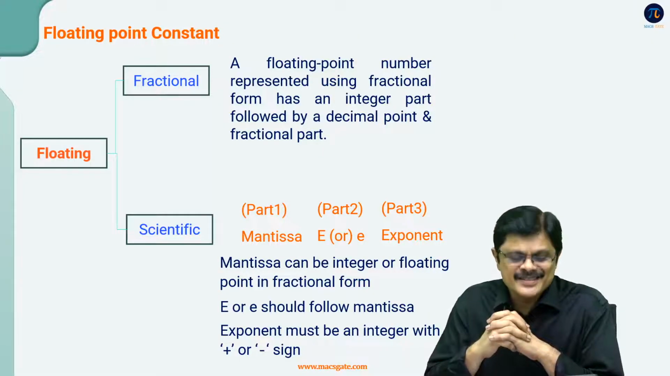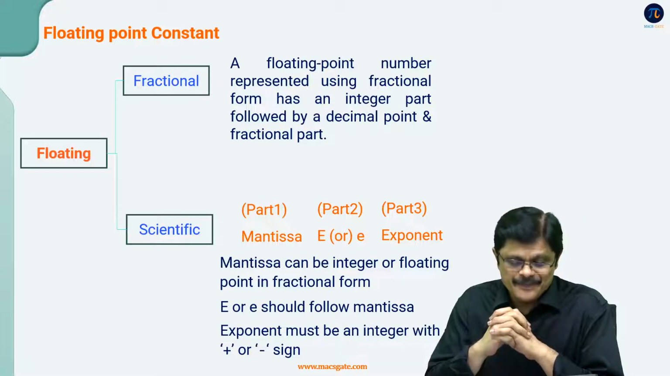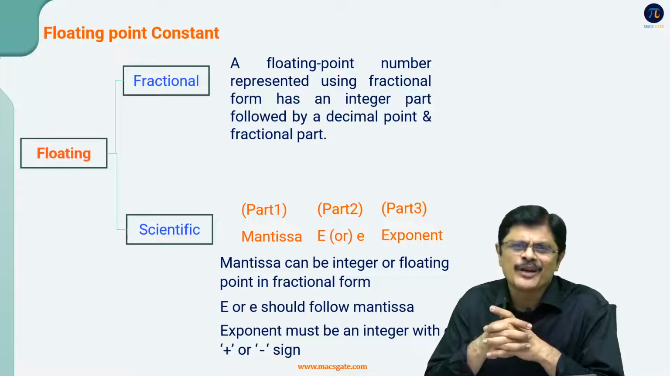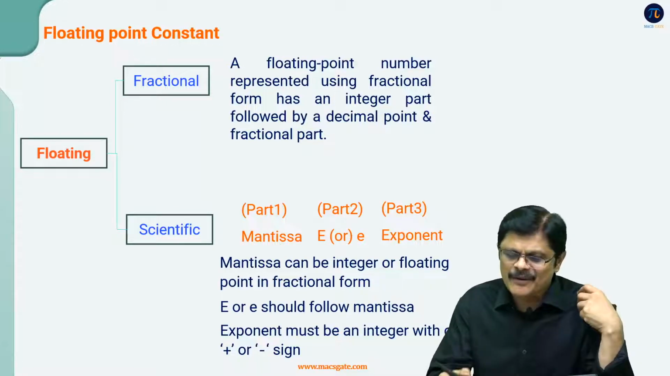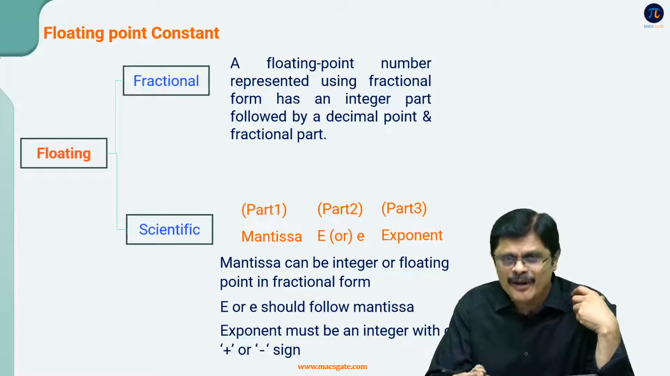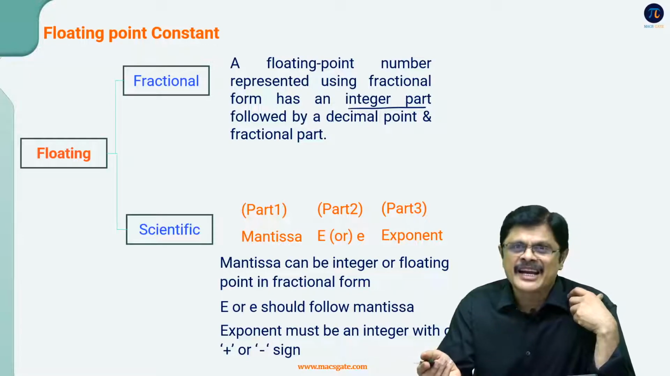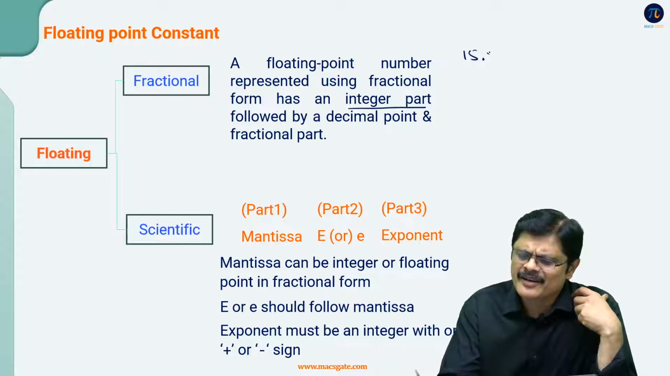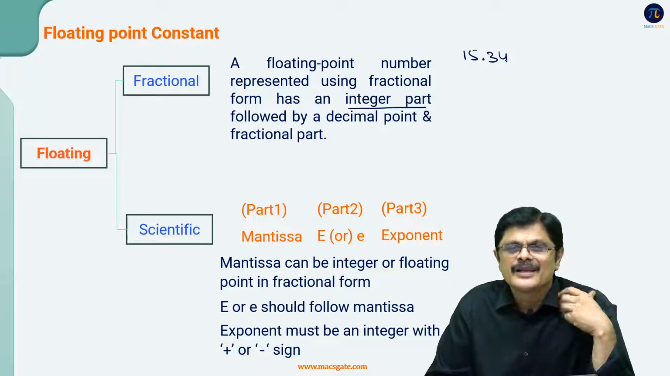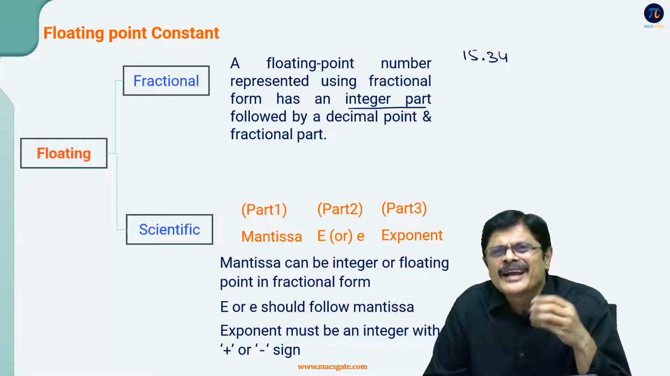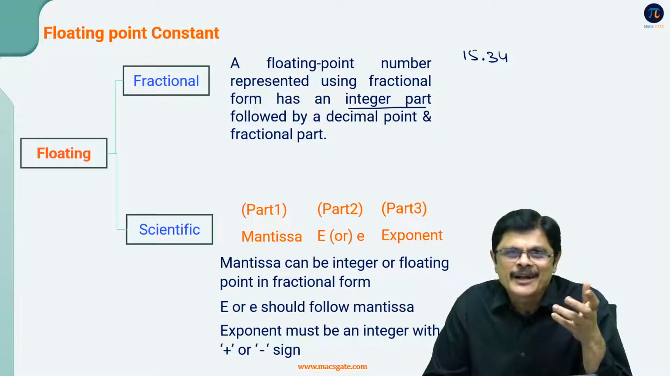The next one is floating point constant. Floating point constants can be represented in two forms. One is fractional form, the other one is called scientific. The fractional form is what we regularly write. A floating point number represented in fractional form has an integer part followed by a decimal point and a fractional part. We all know this particular method, my dear, 15.3. That is your regular fractional way of representing real numbers, floating numbers you can call.